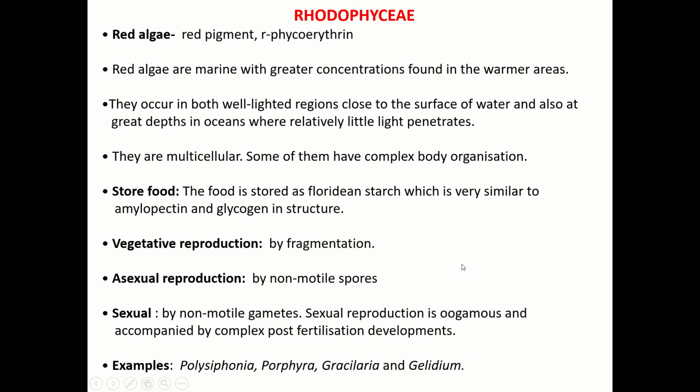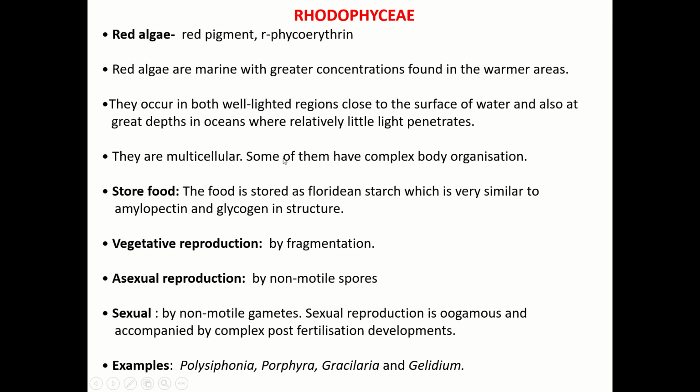Now the third division of algae is the Rhodophyceae class. They are also known as the red algae because they consist of the dominant red pigment R-phycoerythrin. Now red algae are marine, with greater concentration found in the warmer areas. They occur in both well-lighted regions close to the surface of water and also at great depths in the ocean where relatively little light penetrates. So deep ocean as well as the surface of the water.